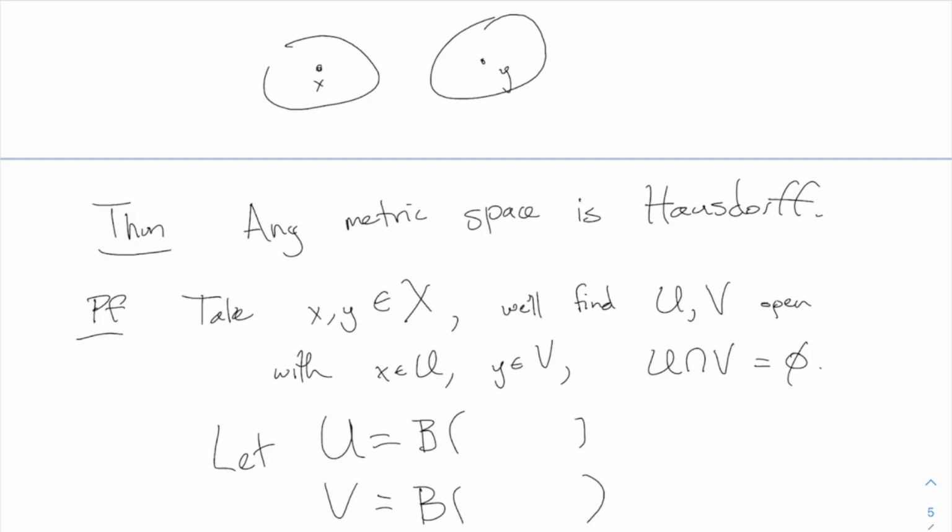As I'm walking around, I see many people stuck at the same point, which is basically what I wrote here. How do you decide how? So one thing that I saw, people said, what should the sort of center point of these balls be? They should be X and Y, right? So U should be the ball around X with radius. Well, that's the issue. What should I choose to be the radius? I want to choose the two balls so that they don't overlap.